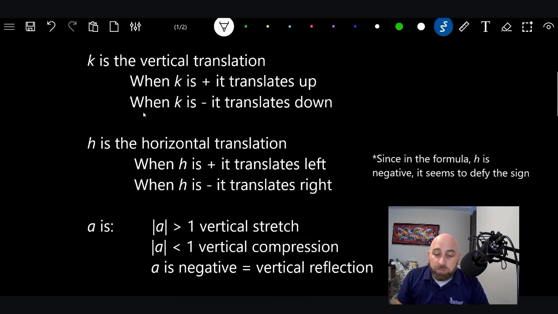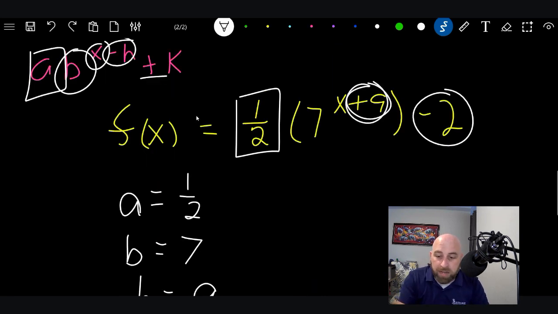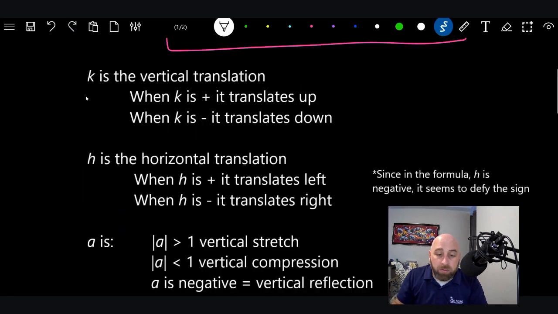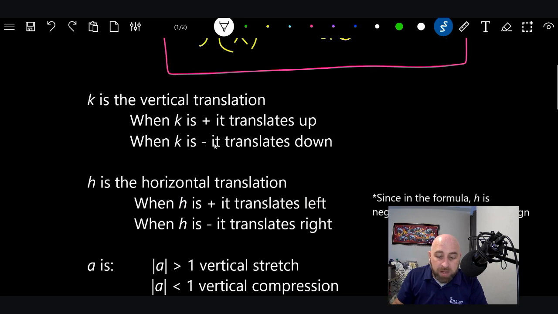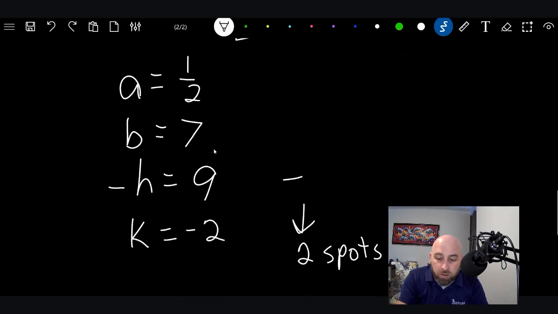When h is positive, it translates left. What was our h? Our h was actually positive 9. So if you go back up here, our h was positive 9. Remember, because the original formula had a negative, here's that negative right there, it's actually going to go backwards. So let's go back and look. When h is positive, it translates left. So our h is 9, so we're going to go left 9 spots.